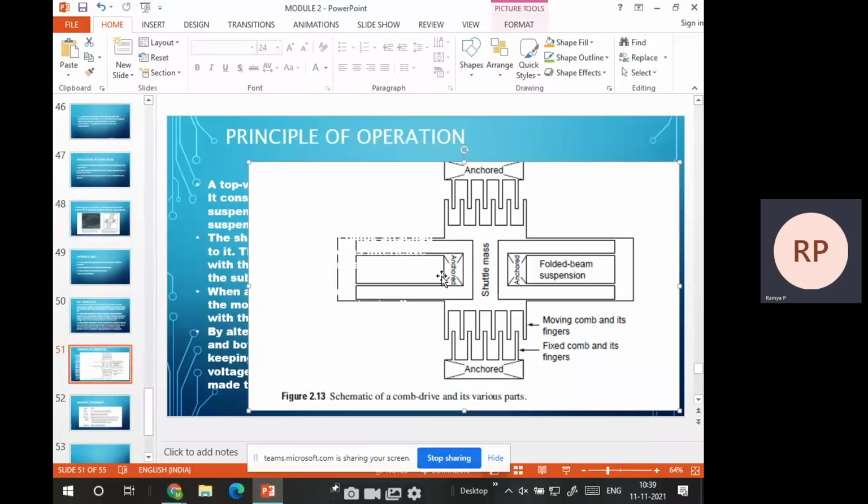So in the biomedical field, for segregating the components, we are going to use this electrostatic comb drive. This is one of the advanced devices that we are using as an actuator as well as a sensor in the medical field.